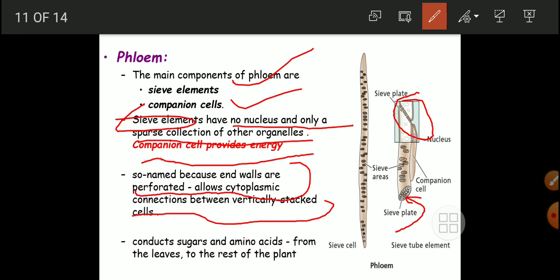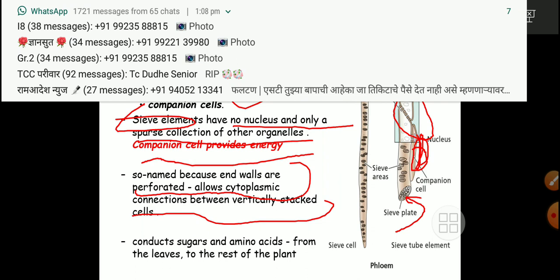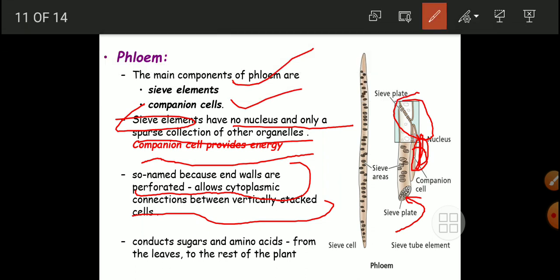So companion cells means this cell which is attached to this our sieve element. सीव एलिमेंटला कंपॅनियन सेल अटॅच झालेले. It provides energy. Companion cell having a role in conducting of food material from one place to another place.